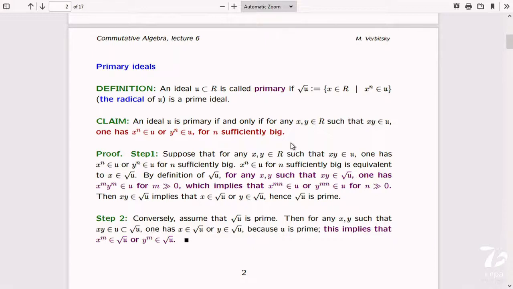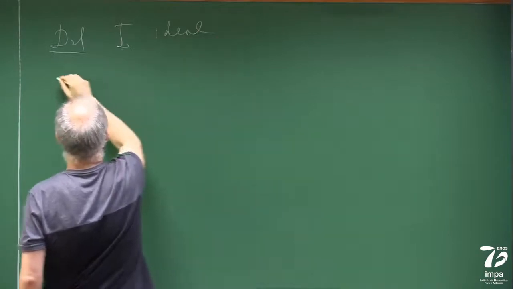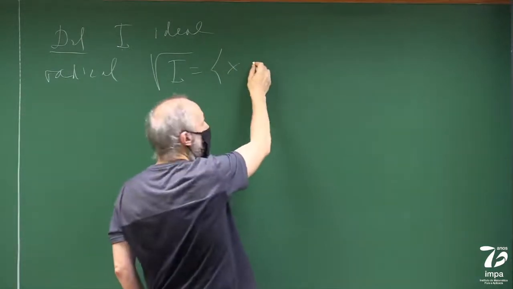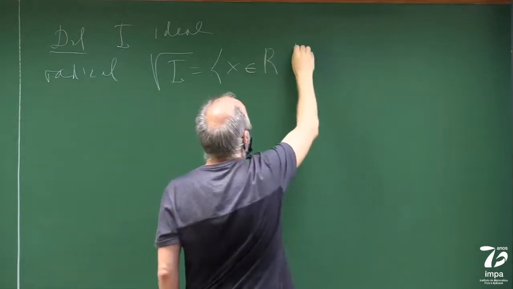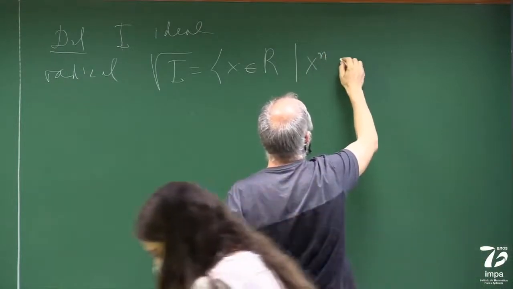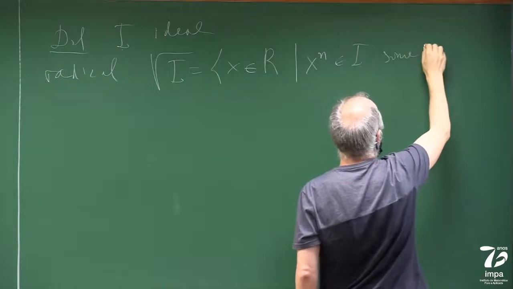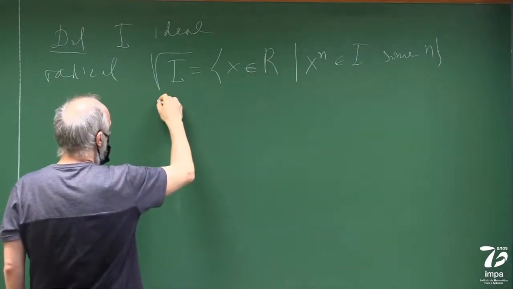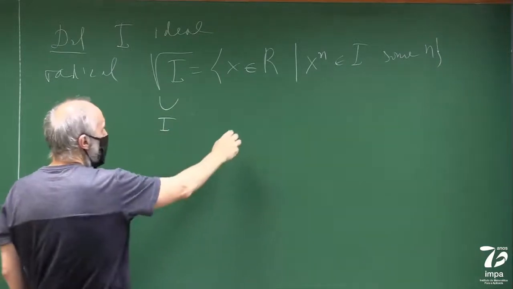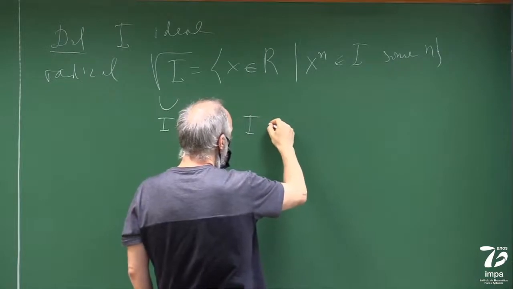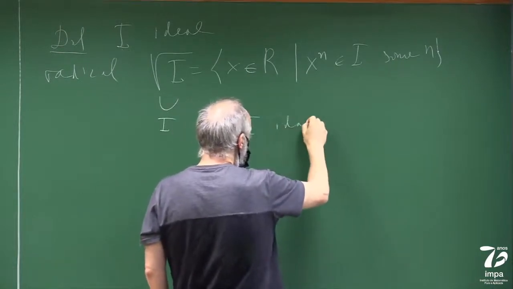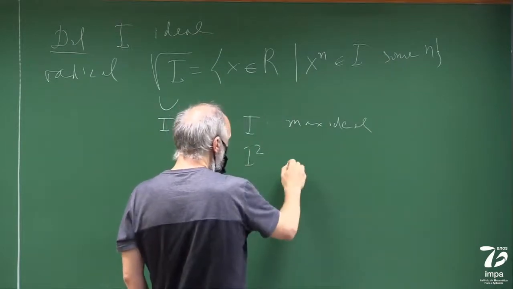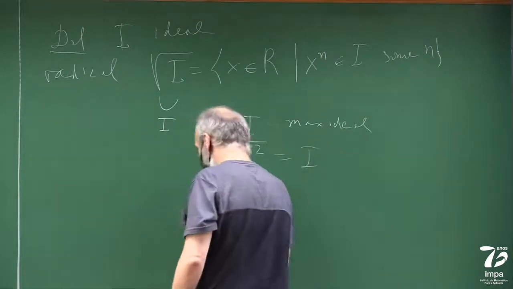Suppose that I is an ideal. You define the radical as the set of all x in R such that x to the power n belongs to I for some n. So it's an ideal which contains I, and the typical example is when I is, say, a maximal or prime ideal. You can take I squared, and then the radical of I squared is I. This explains the notation.